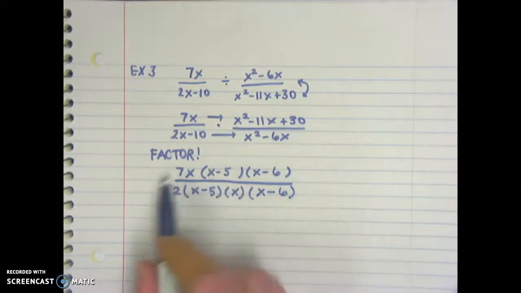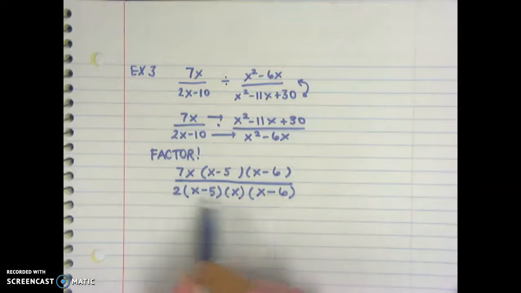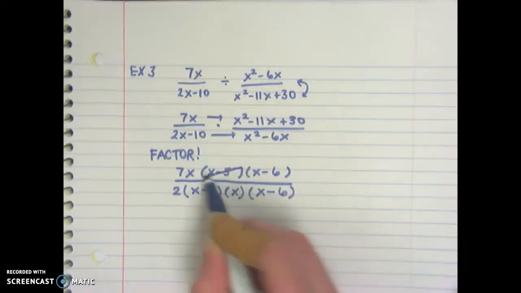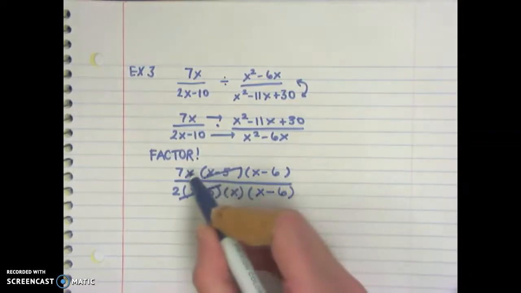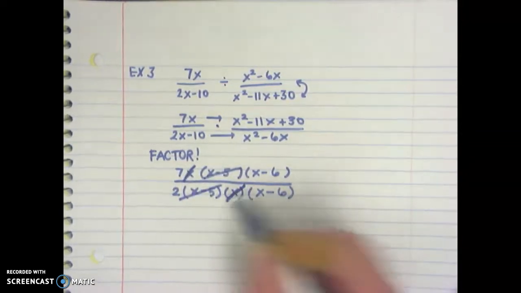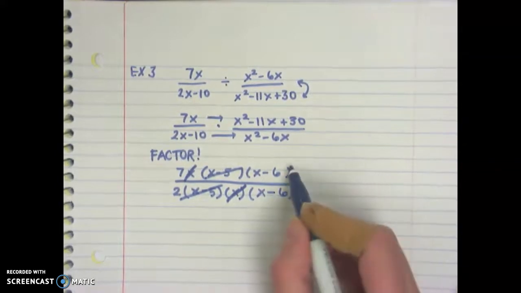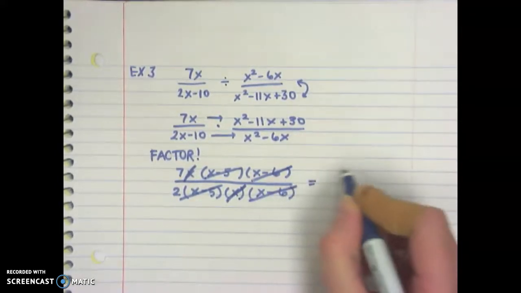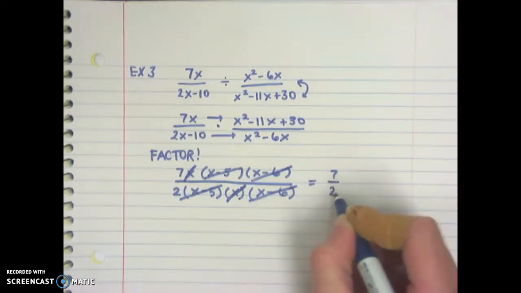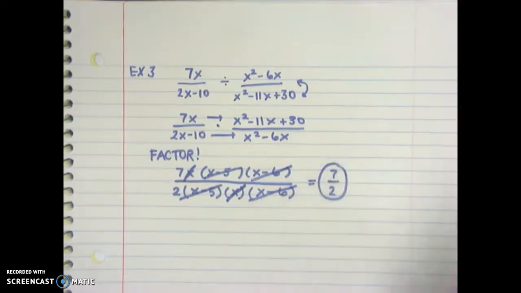Now I'm looking at this full rational expression and looking for what I can simplify. X minus 5 over x minus 5 simplifies to 1. X divided by x simplifies to 1. X minus 6 divided by x minus 6 simplifies to 1. And I'm left with my final answer, just a constant, 7/2. Done.